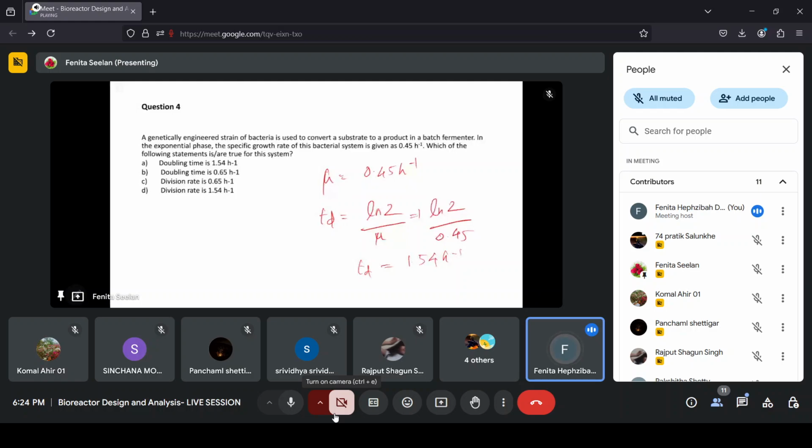What is meant by division rate? It's somewhere related to your growth with respect to time, right? Now you have calculated the time it takes to double the cells.